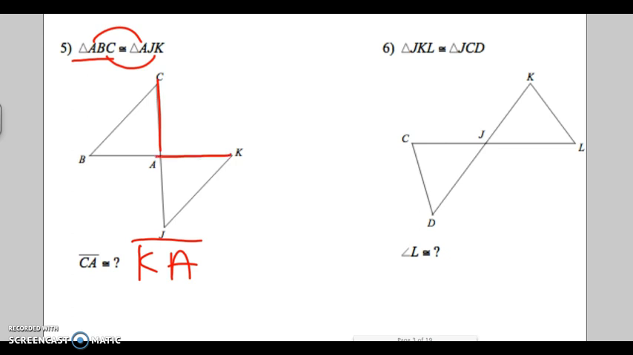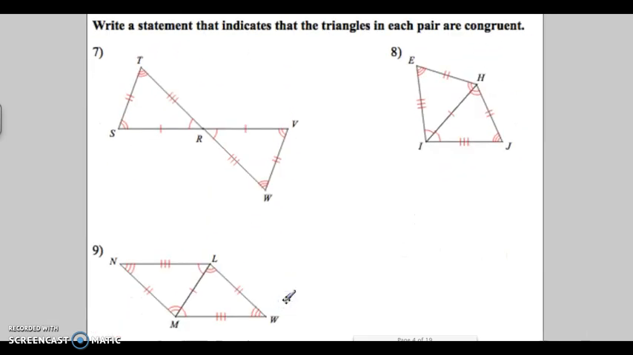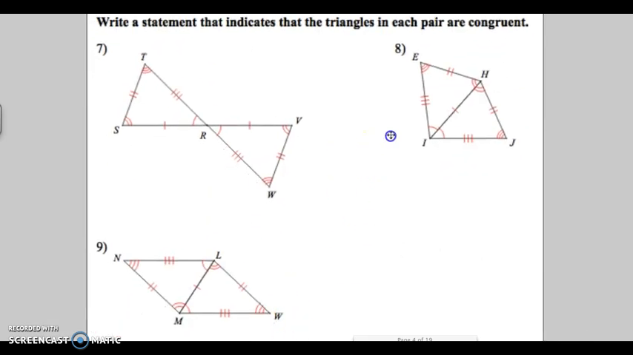Alright, lastly 6, angle L was the exact same as angle D. Okay, L, D. Alright, so that is how you finish off congruent statements. Now, you can also go a little bit further, and we can write a congruent statement that matches the triangle.